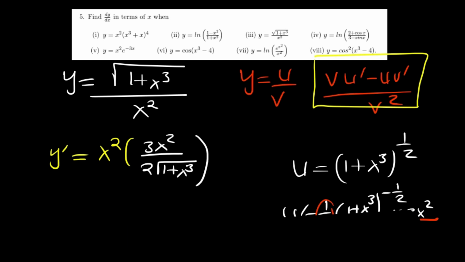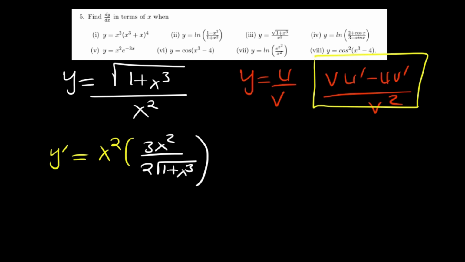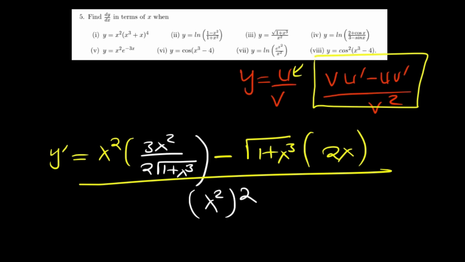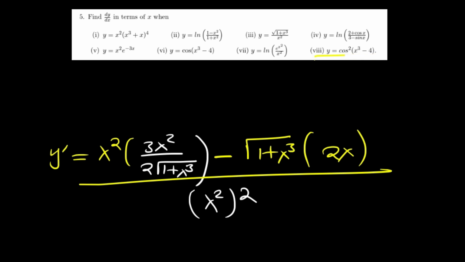Okay, we can continue in the formula. So minus u, where u is our numerator, so that is root of 1 plus x to the power 3, multiplied by v prime. V prime is the derivative of what is on the bottom, which is just 2x. Over v squared, so that will be x squared squared. I think at this point all we are remaining with is simplifying whatever we have. Can we simplify it beyond this point? That's the question.